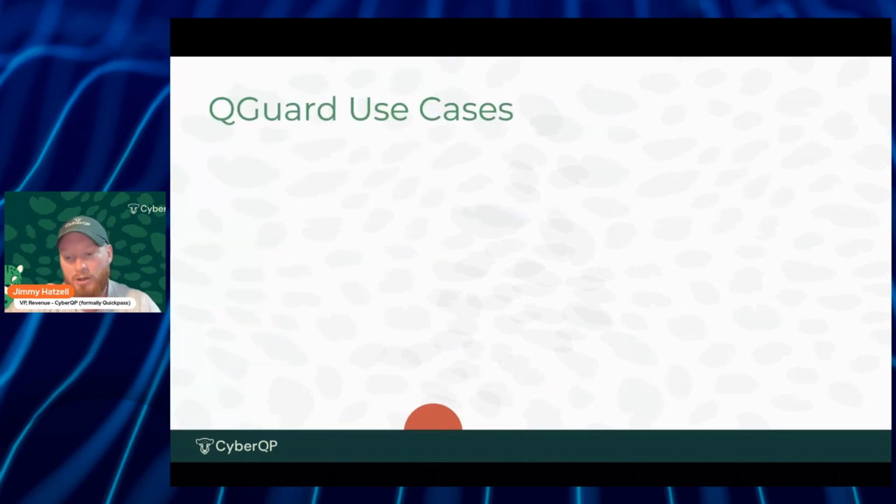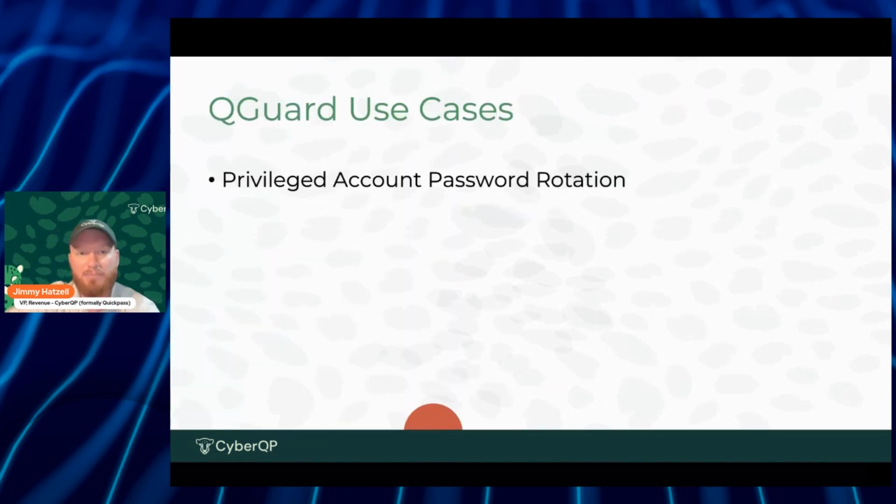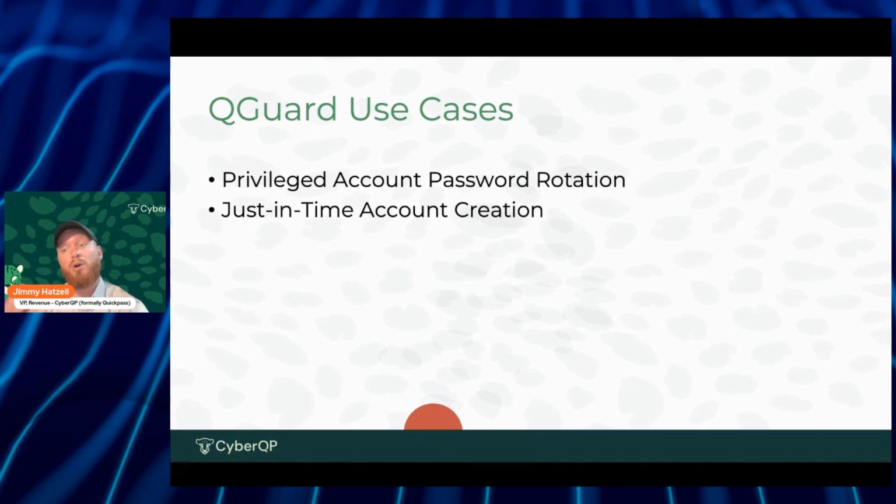QGuard covers many different areas, such as privileged account password rotation. We can automatically rotate the passwords for every single administrative account across all of your Windows environments. This includes local admin accounts or your normal break glass accounts, or any accounts on a server, like a domain admin or service account, and even Azure AD accounts through our integration with Office 365 and Azure Active Directory. We can also do just-in-time account creation, which I will show today.